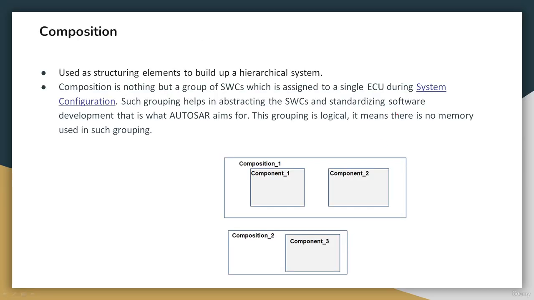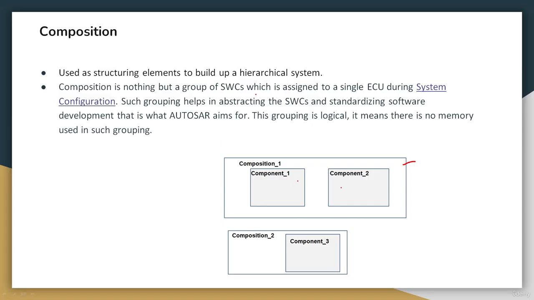So next, what is composition? So composition is used as a structuring element to build up a hierarchical system. So this is a composition one. This will have software components. We are grouping these two components as one composition. So these two components will be interacting with each other, or they might be having certain similar functionalities. So basically, composition is used to group together certain software components.